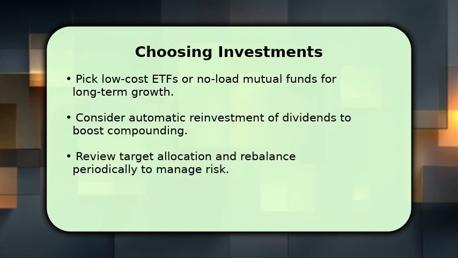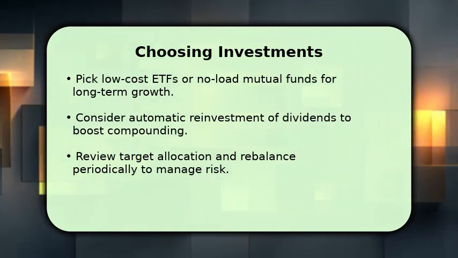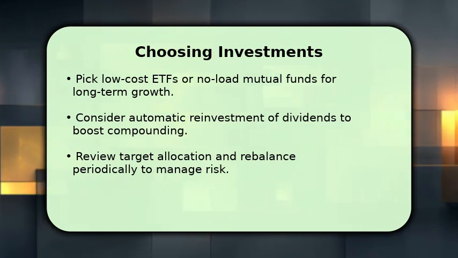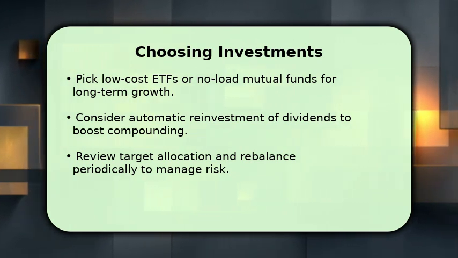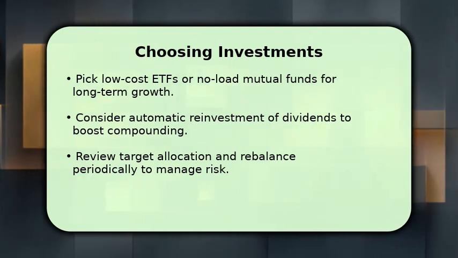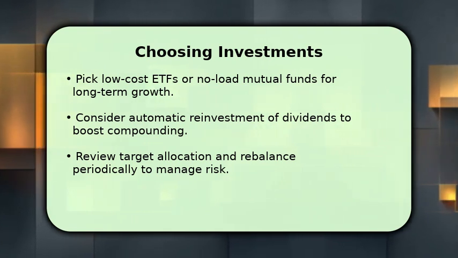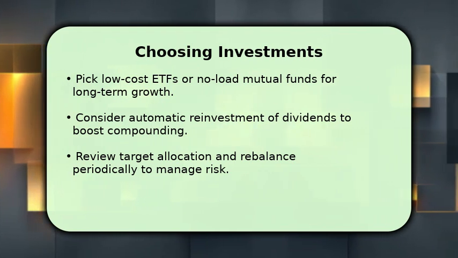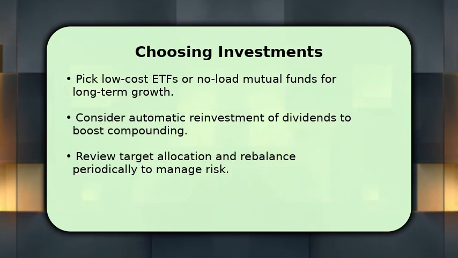Choosing the right investment mix makes auto-investing powerful and low maintenance. Favor low-cost ETFs or no-load mutual funds aligned with your goals, and enable dividend reinvestment to let gains compound automatically. Set a simple target allocation and schedule periodic rebalances to prevent drift, or use Schwab's guidance tools to keep things balanced. Keep costs and tax implications in mind when selecting funds to maintain long-term efficiency and clarity.